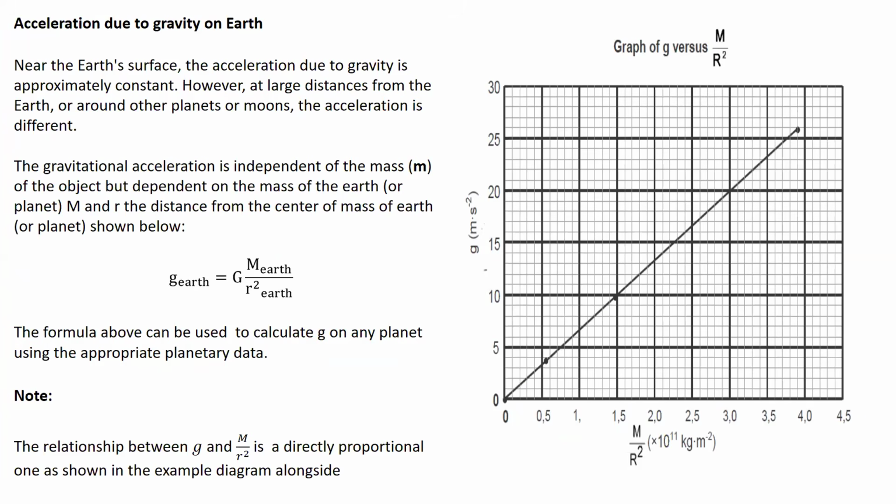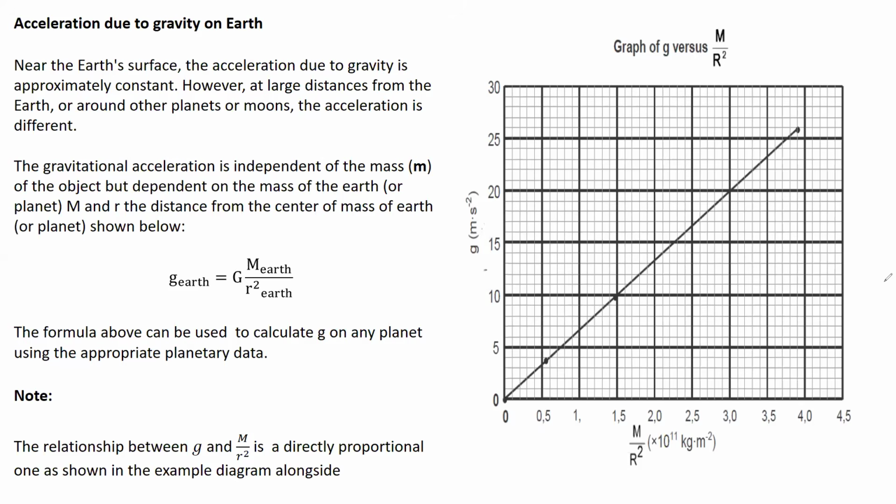I actually took this graph from a past exam paper so that I can show you the effect of acceleration due to gravity on Earth. The acceleration due to gravity on Earth is measured as g equals G, the universal gravitational constant, times the mass of Earth over the radius squared of Earth. I want you to remember this.